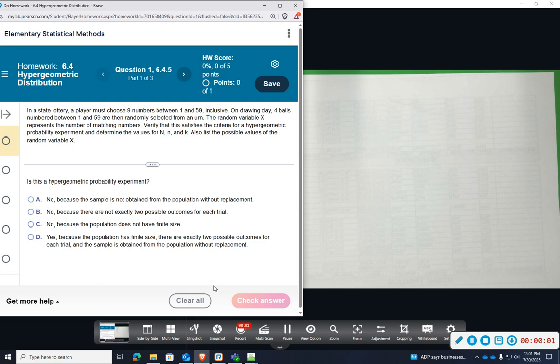Right, number one, we got 3 parts. It says in a state lottery, a player must choose 9 numbers between 1 and 59. On drawing day, 4 balls numbered 1 through 59 are randomly selected from an urn. Random variable x represents the number of matching numbers.